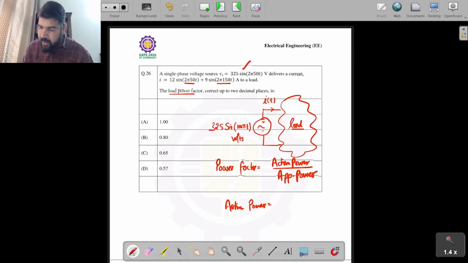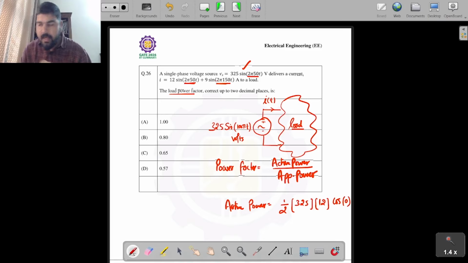So how to calculate active power? It will be 1 by 2 into the peak value of the voltage 325 into this current 12 into cos of the angle between them. This is sine 100 pi t, this is also sine 100 pi t, so the angle will be 0. The same frequency component will participate in active power. This component will not participate in active power because its frequency is 300 pi. The current has a 300 pi component, but the voltage does not have a 300 pi term. So that's why this current component will not participate in active power.